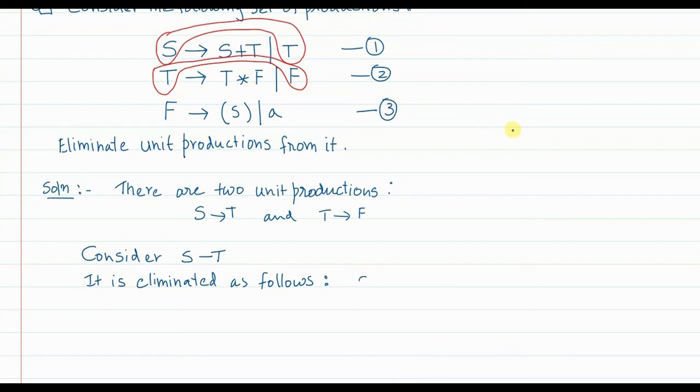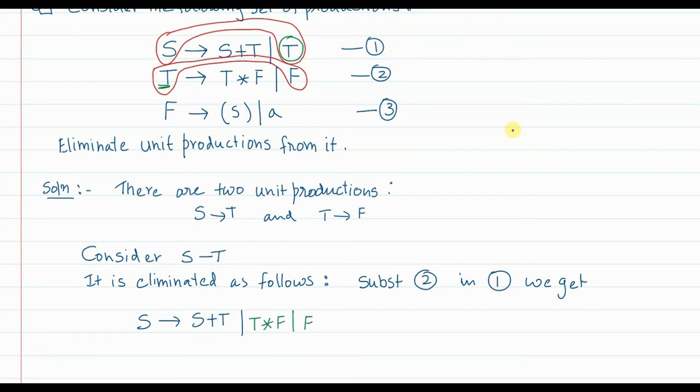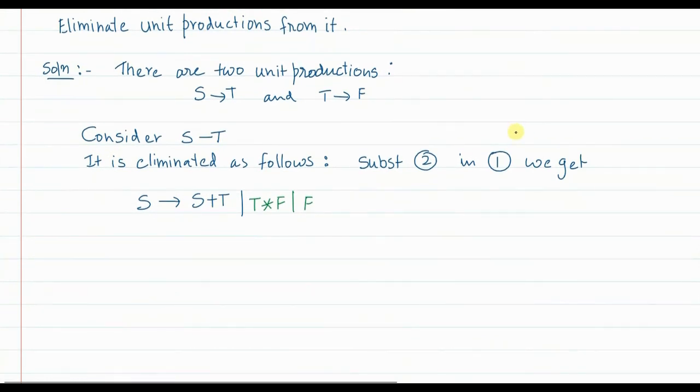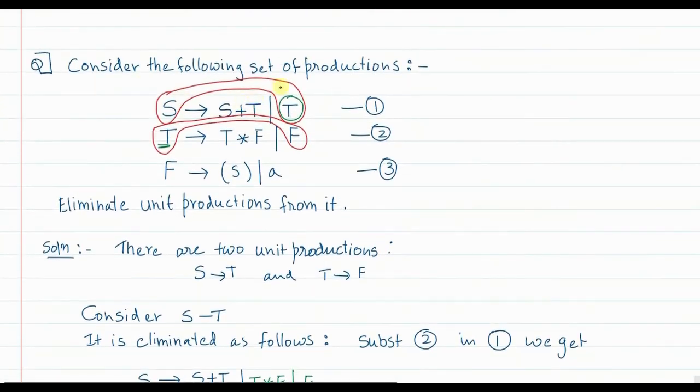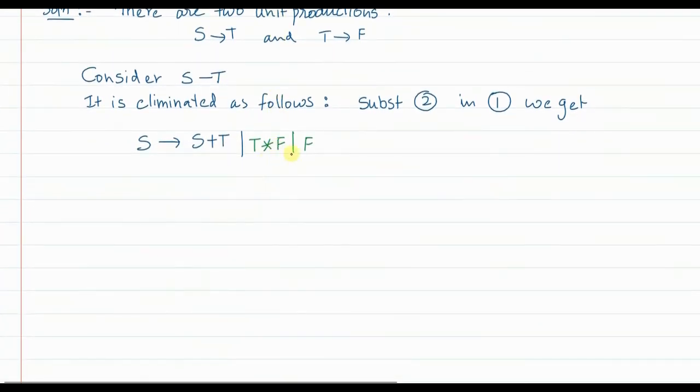Okay, substitute 2 in 1. What do we get? We get S gives S plus T. The first term is as usual, but the second term, that is this T, will be replaced with the right hand side of this T, which can be written as T into F or F. So what I have done is I have replaced this T with the right hand side of T, and that is T into F or F.